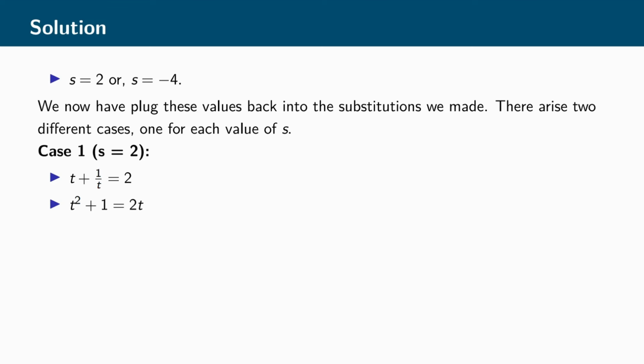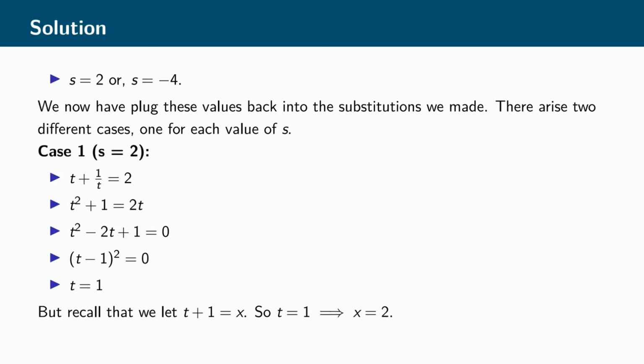Now we can subtract 2t from both sides to get t square minus 2t plus 1 equals 0. Now this is just (t minus 1) whole square equals 0. This implies t equals 1. But recall that we let t plus 1 be x in our first substitution. So putting t equals 1 will now mean that x equals 2 is a solution.